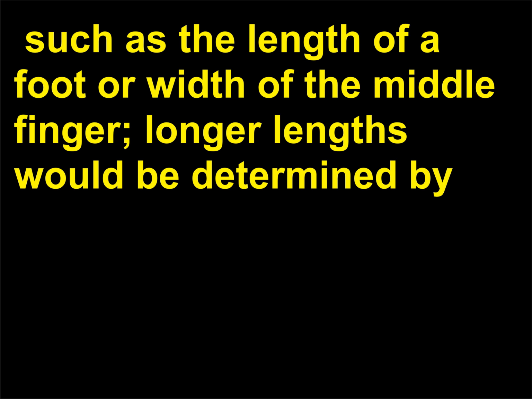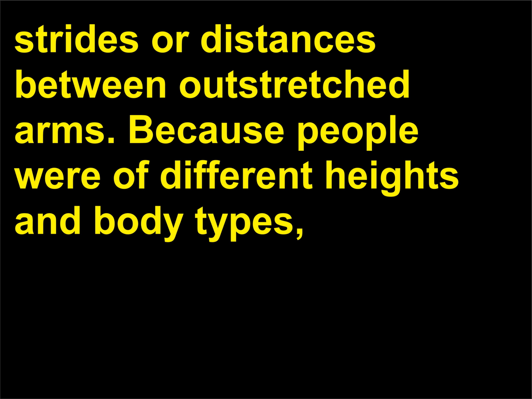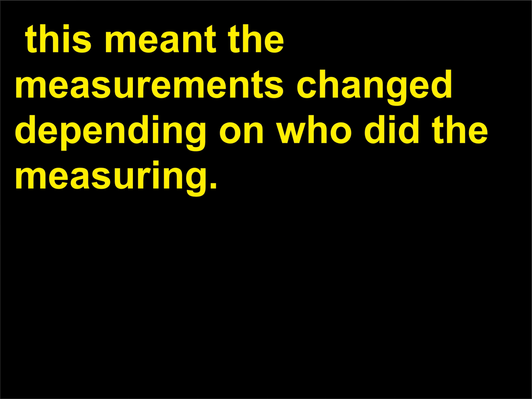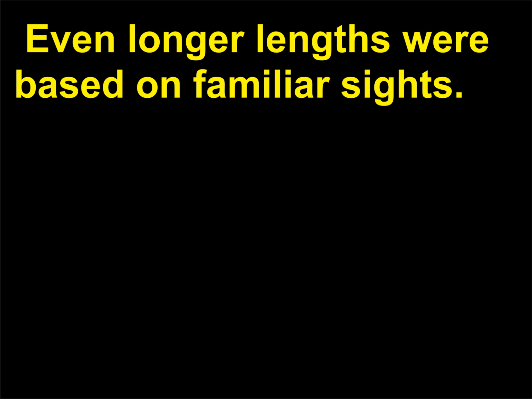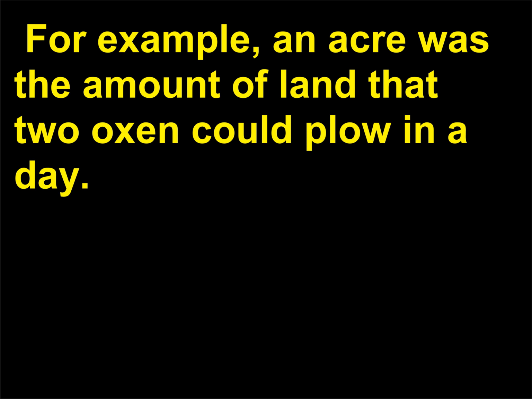Longer lengths would be determined by strides or distances between outstretched arms. Because people were of different heights and body types, this meant the measurements changed depending on who did the measuring. Still, they were close enough for the needs at the time. Even longer lengths were based on familiar sights. For example, an acre was the amount of land that 2 oxen could plow in a day.